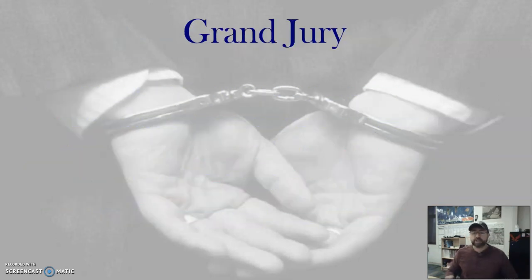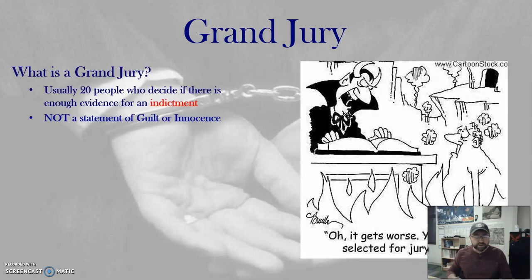So the first one to talk about is grand jury. Grand jury is essentially different than a regular jury. We're not talking about deciding if somebody is guilty or innocent or not. We're simply going to decide if there's enough evidence for an indictment. And an indictment would then be basically a formal accusation of a crime. Essentially, we're investigating you for murder, and now we think maybe there's enough evidence to put you on trial for murder.